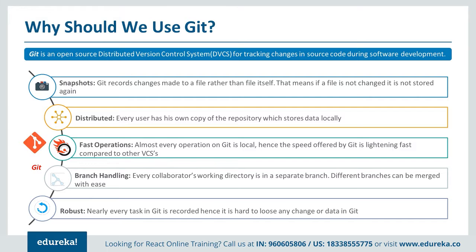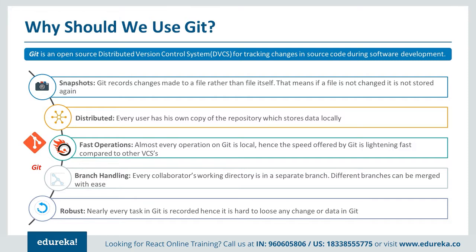Why should you use Git? Git is an open source distributed version control system for tracking changes in source code during software development. Snapshot: Git stores changes made to files rather than the files themselves. That means if a file is not changed, it is not stored again. Distributed: every user has their own copy which stores data locally. Basically, we have the data locally and from there we push. Fast operation: almost every operation in Git is local. Hence, the speed offered by Git is lightning fast compared to other tools.